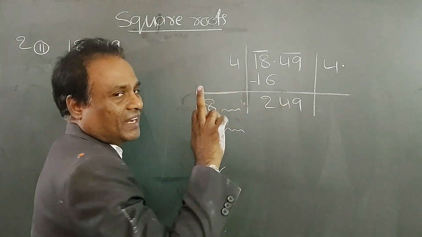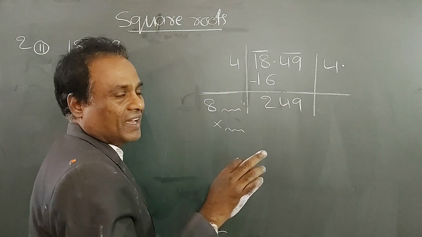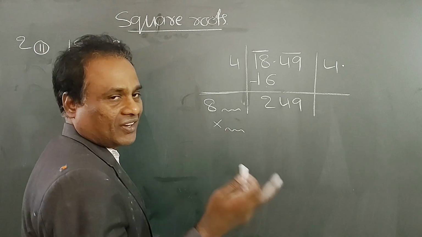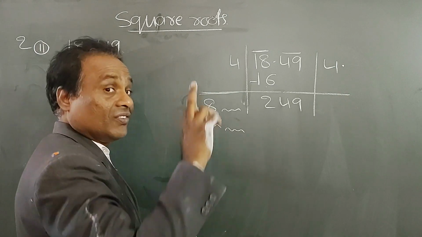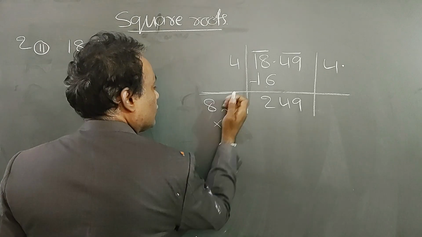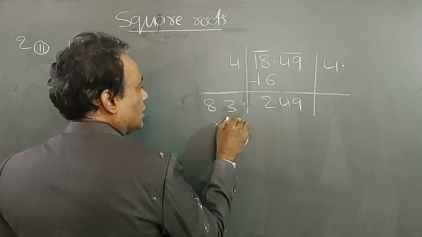Last 9 means 3 3s are 9 only. 2 2s are not 9. 4 4s are not 9. 6 6s are not 9. 5 5s are not 9. 7 7s also will give 9. So let us first try with 3.